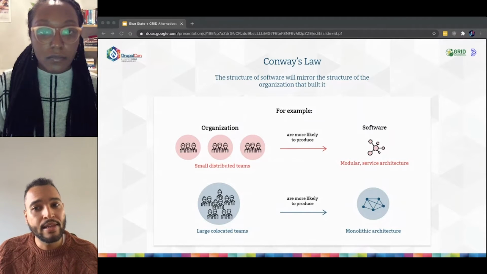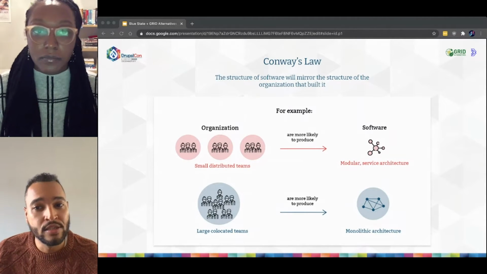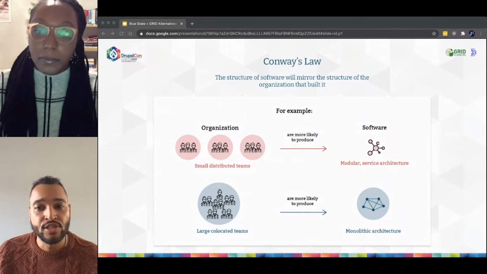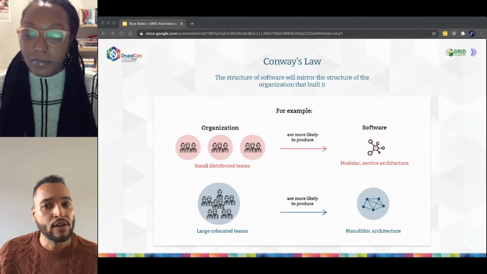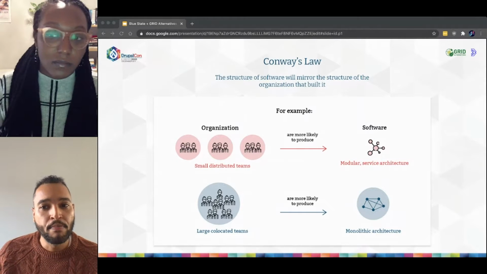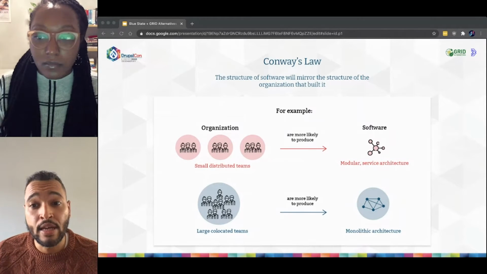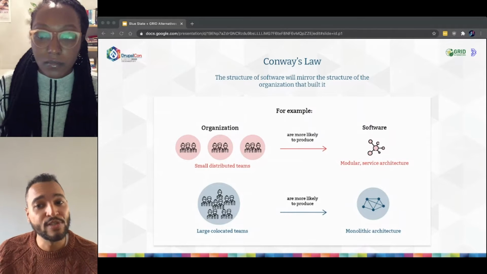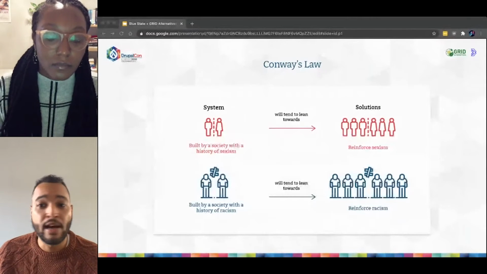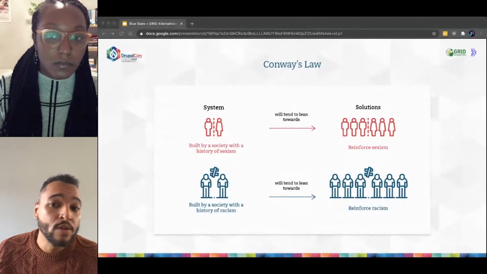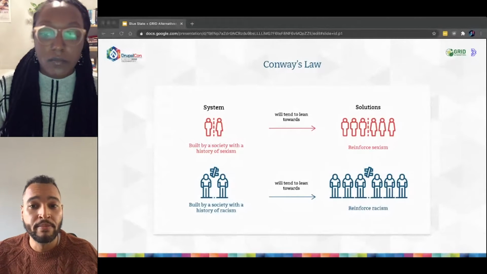But if we look at this law from a wider lens, you start seeing the larger implications of it. If the systems that we build are often a reflection of ourselves, a system built by a society with a history of sexism will tend towards solutions that reinforce sexism. And a system built by a society with a history of racism will tend towards solutions that reinforce racism.